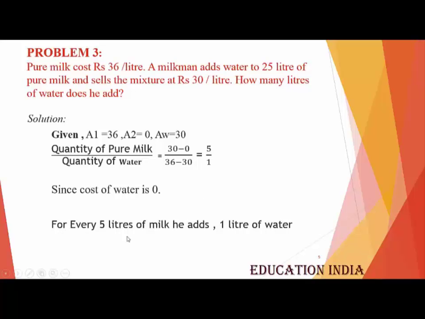So that means for every 5 liters of milk, he adds 1 liter of water. The milkman adds water to 25 liters of pure milk. So by the unitary method, we can derive that for every 25 liters of milk, he should add 5 liters of water.